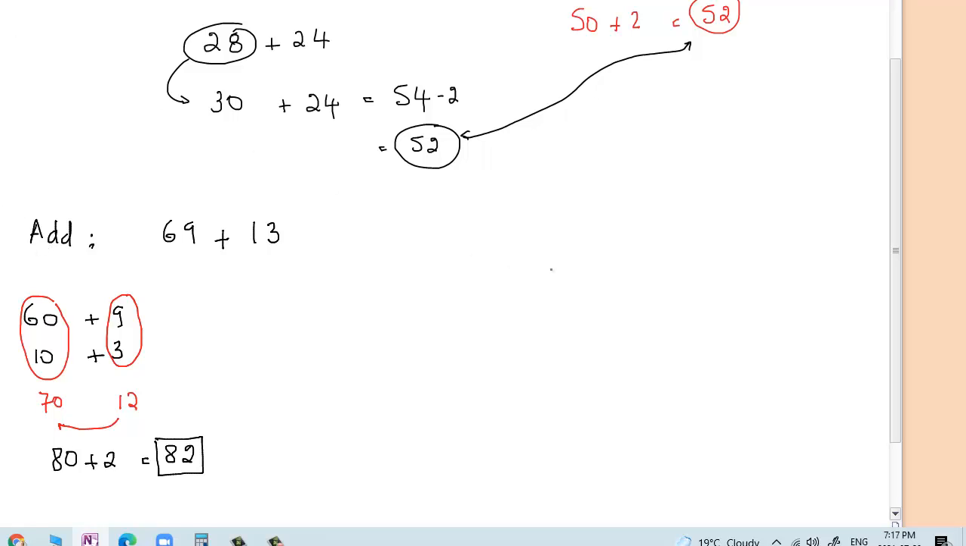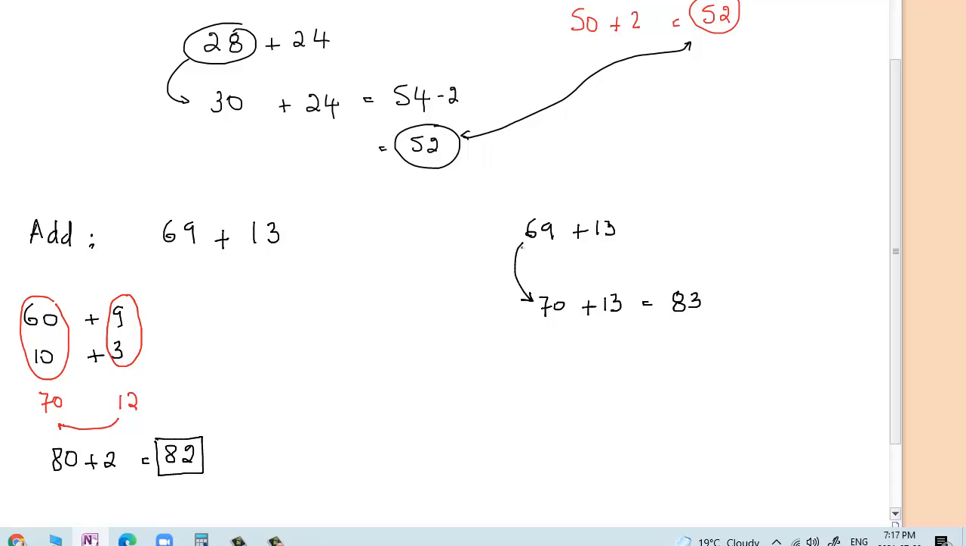What is the other one? We are saying 69 plus 13. Let's search for a friendly number. Actually, 70 is a friendly number. So I switch the 69 to 70. And I add it to 13. It's easy. 70 and 13, it's going to be 83.